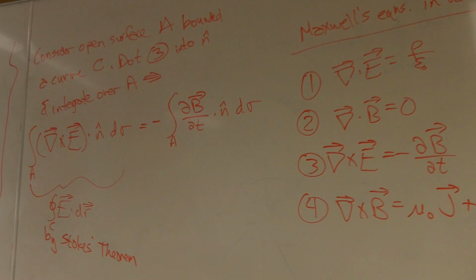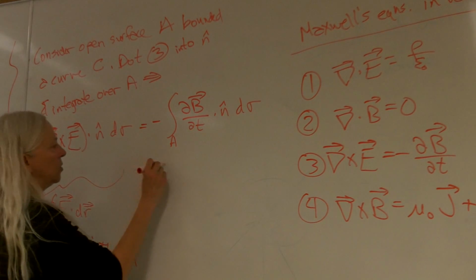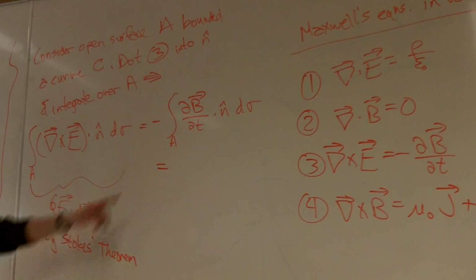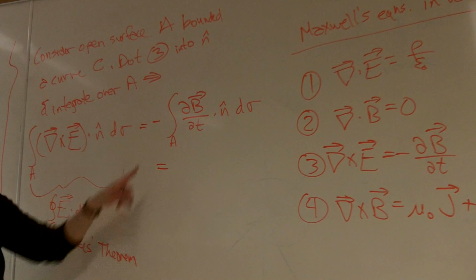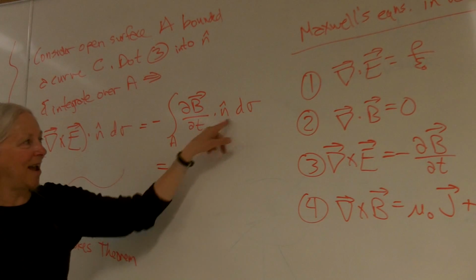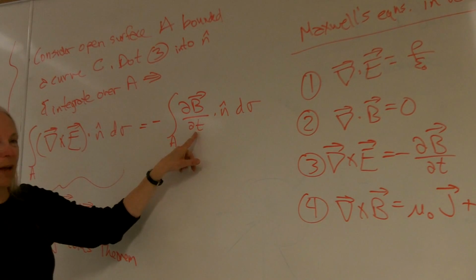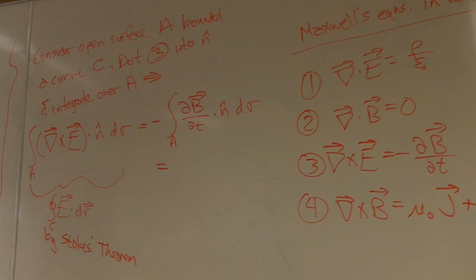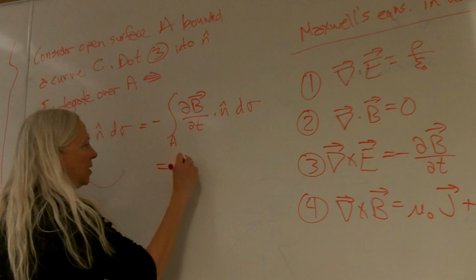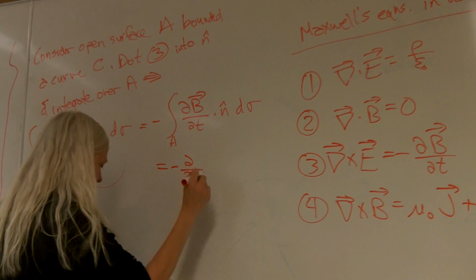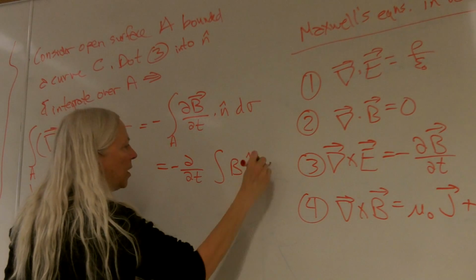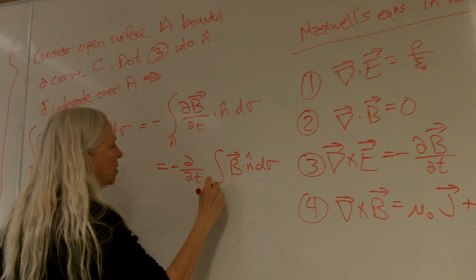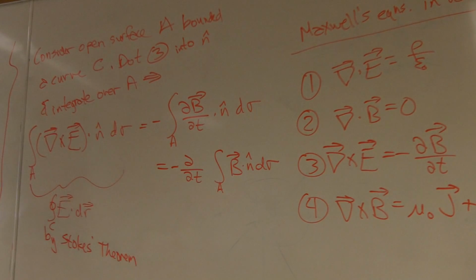And what about the right-hand side? All I'm going to do with the right-hand side is move this time derivative out in front of the integral. We can change the order. We're integrating over an area. We're differentiating with respect to time. Those are two independent operations. They can be done in any order. So this is going to be minus the derivative with respect to time of the integral of B dot n hat d sigma, integrating over the surface A.